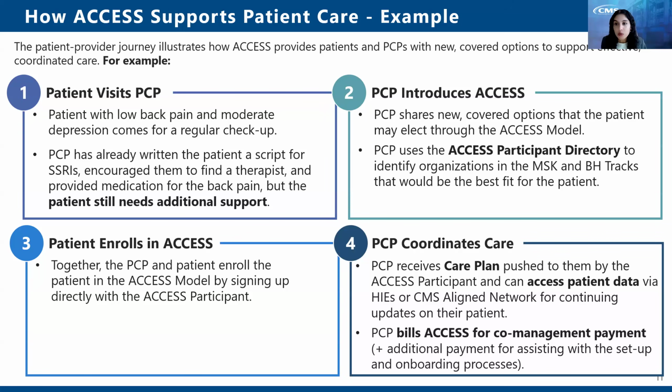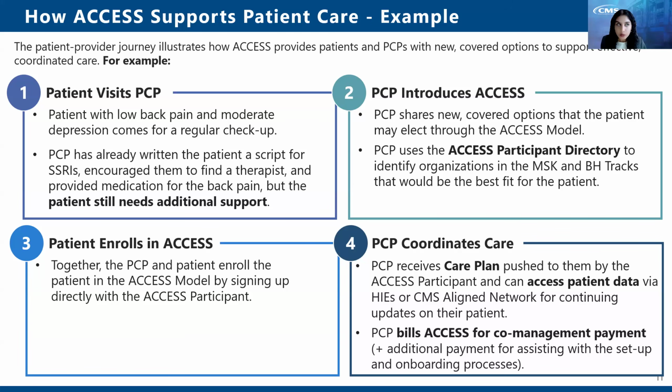Thanks to Access, the PCP will be able to offer their patient new covered services. To identify the best options, the PCP will use the Access Participant Directory to find organizations in the MSK and behavioral health tracks offering services that are a strong fit for the patient's needs. They identify an Access participant who provides services that fit the patient's needs. Then the PCP and patient work together to enroll that patient by signing up directly with the Access participant.